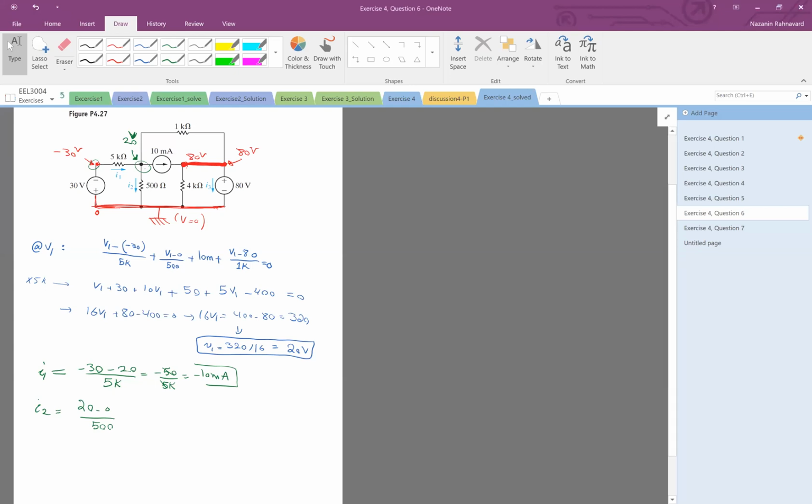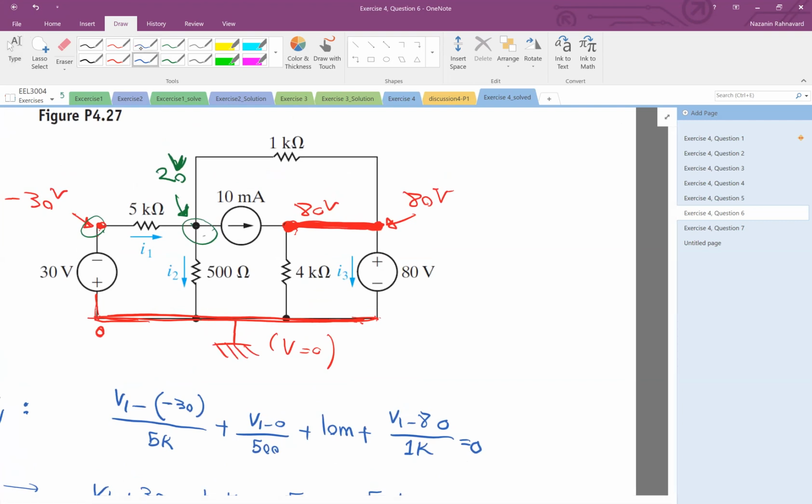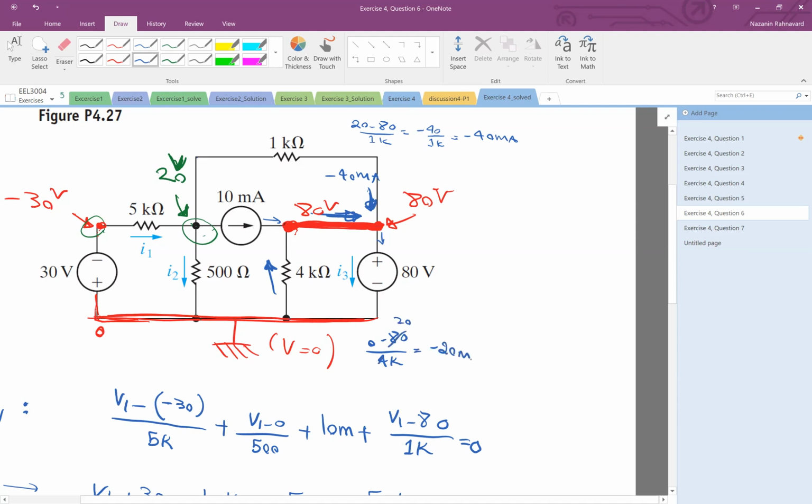Now to find I3, that needs some attention. I3, the current here, is basically the summation of these two currents. These two currents come and then they form I3. So let's calculate these currents. Again, we look at the direction, the beginning minus the end, so 20 minus 80 divided by 1K. So negative 60 divided by 1K, which is negative 60 milliamp. And then this current is basically the summation of this 10 milli plus this. What is the current here? 0 minus 80 divided by 4K, negative 20 milliamp.